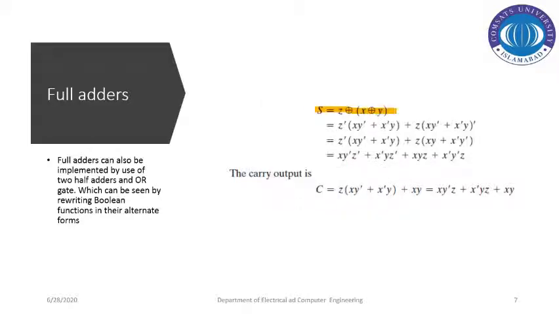We can see from the expression that sum can be represented as z exclusive OR x exclusive OR y. From these two terms we have taken z prime common, and from these two terms we have taken z common, and we have seen that these four terms converge to this equivalent form. So we can use two exclusive OR gates to implement the sum expression instead of using four AND gates, some OR gates and some inverters. As far as the carry is concerned, this is the same term, x exclusive OR y into z plus xy, which appeared in our previous slide.